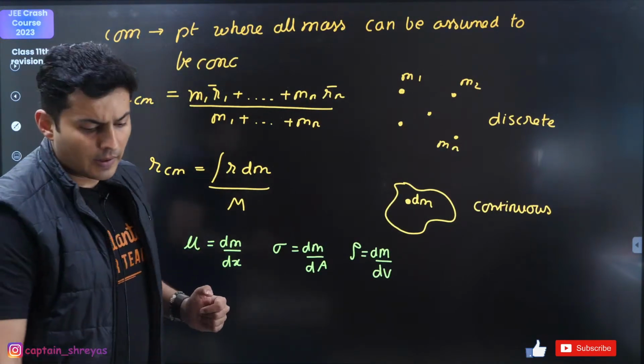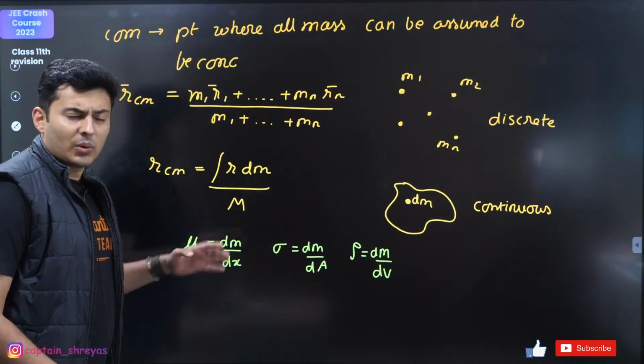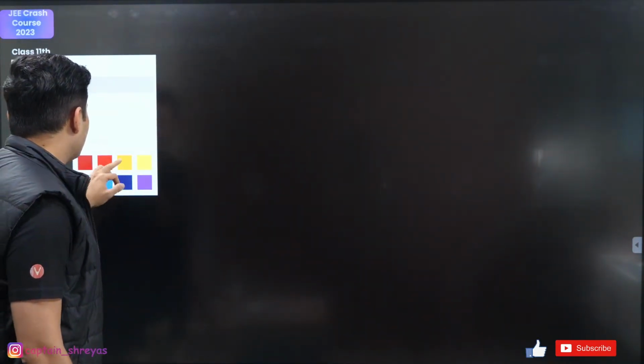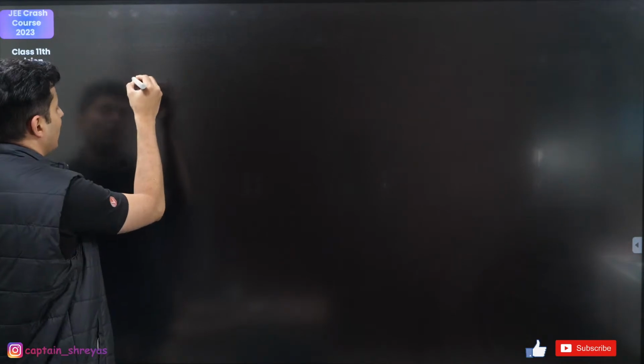Okay, I hope this is clear. Now, having said this, you should know the standard center of mass of different bodies. For example, starting off, let's see how many of you remember all of these.